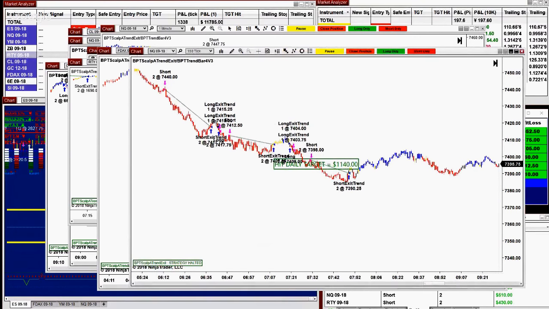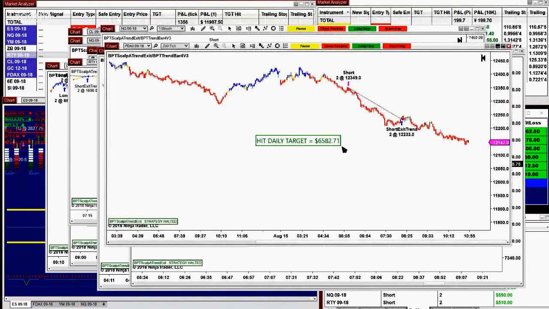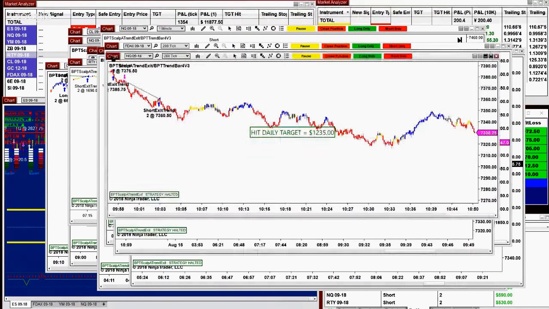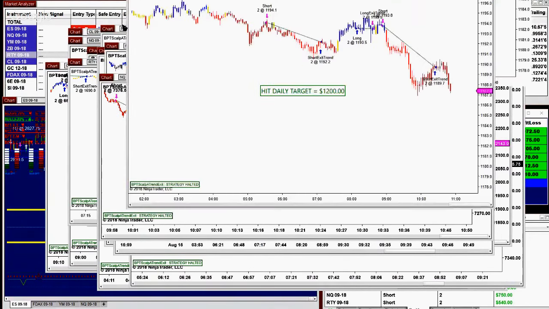This is your true ticks. This is your true ticks. 6,500 today. This is a real ticks. And this is a real ticks. And the CL, here is your CL. Just closed actually 3 minutes right there.